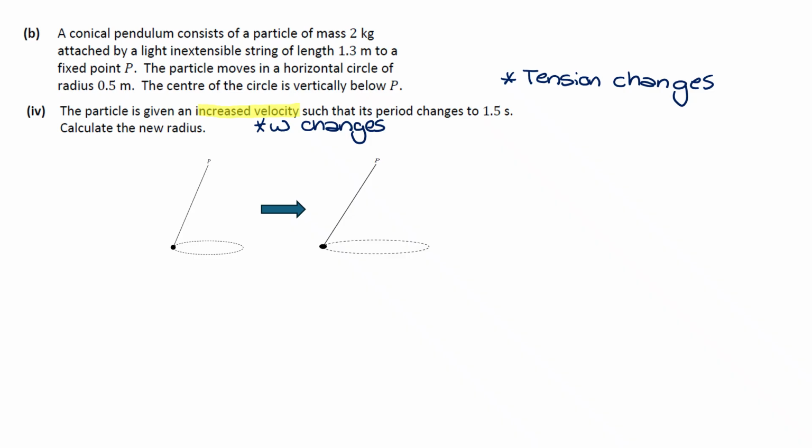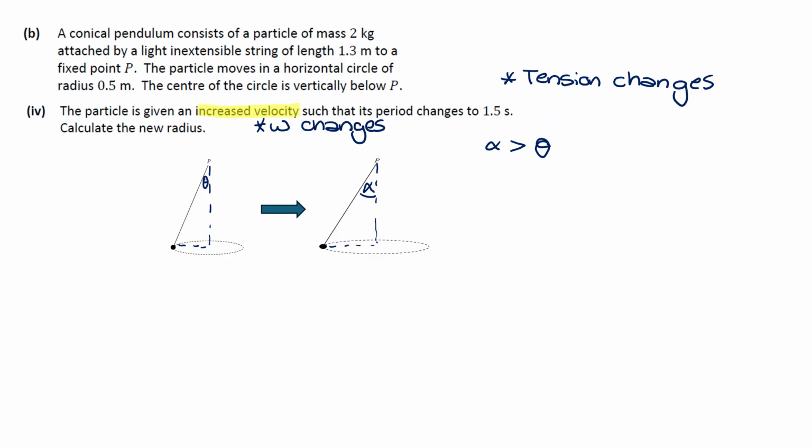The reason tension is changing is because the angle is changing. If you think about the angle we had in the previous parts versus this updated angle, let's call it alpha, alpha is bigger than theta because the radius has expanded. Think about how we calculated our tension. This new angle creates a new tension. So don't get caught out by that.